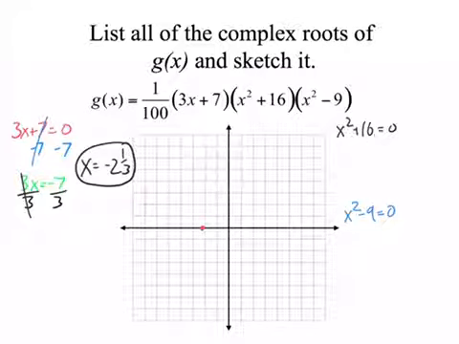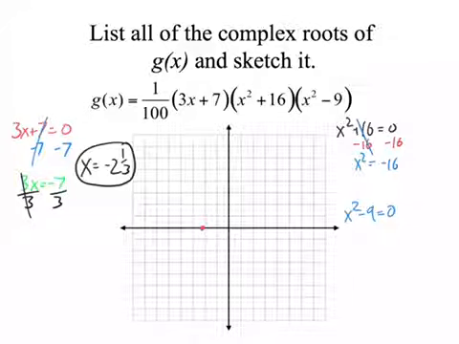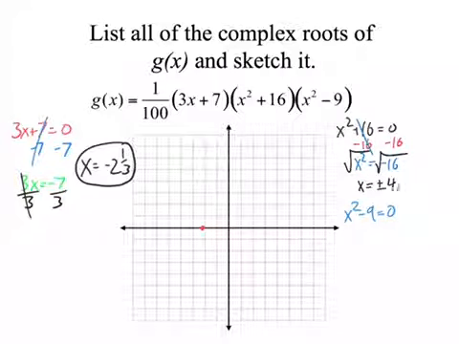All right, let's solve this one right here. So we're going to minus the 16 over. I got x squared equals negative 16. I'm going to square root both sides, and I get x equals positive or negative 4i. That right there is two imaginary values, because you cannot square root a negative. But if you change them to imaginaries, the square root of 16 is 4i, positive or negative.